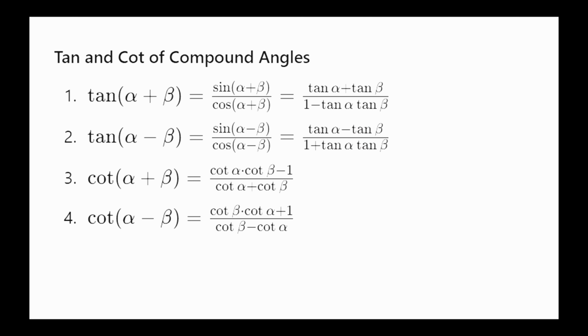For cot, it is not necessary for you to remember the formulas. You can simply write it down as 1 upon tan of alpha plus beta. Once you write down the formula for 1 upon tan of alpha plus beta, in the denominator you would have tan alpha plus tan beta, and in the numerator you would have 1 minus tan alpha tan beta. Then you can convert tan alpha as 1 by cot alpha, tan beta as 1 by cot beta, and then take the LCM and find your answer. It would come out in this format only.